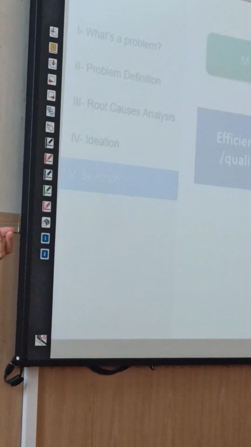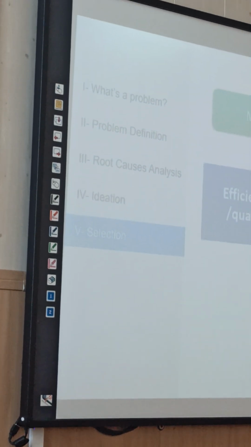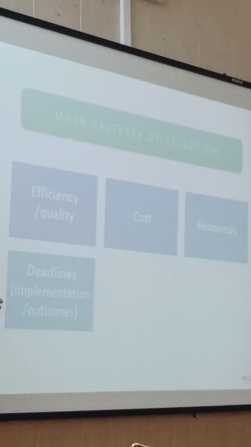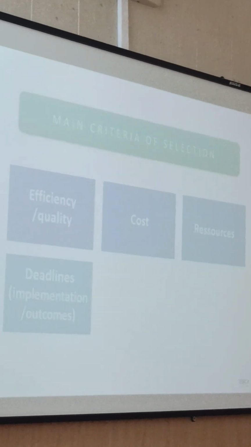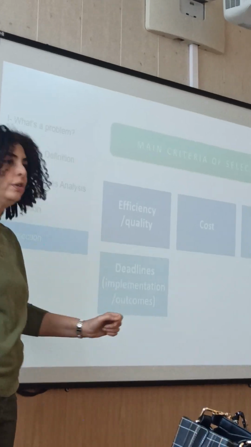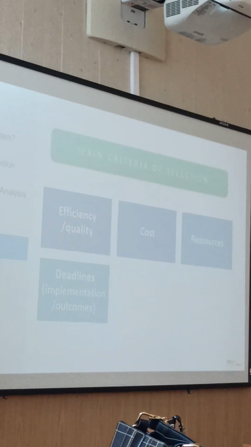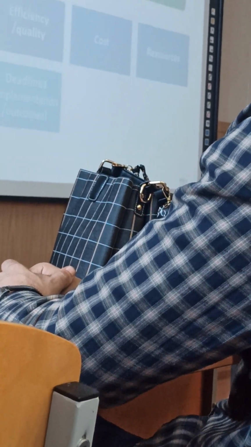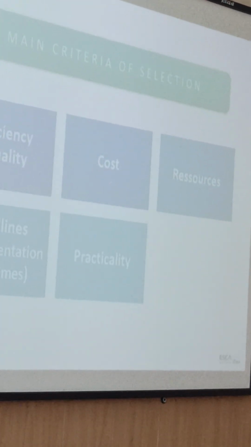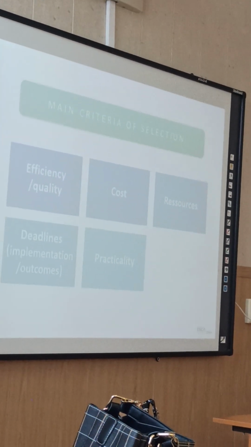Same for resources. Which ones require more or less resources? You compare solutions also based on deadlines. Which one will take longer or shorter for implementation? Which one will take longer or shorter to get results? So these are important criteria to use to compare solutions. You could also add practicality. Which one is easier to implement or more complex to implement?